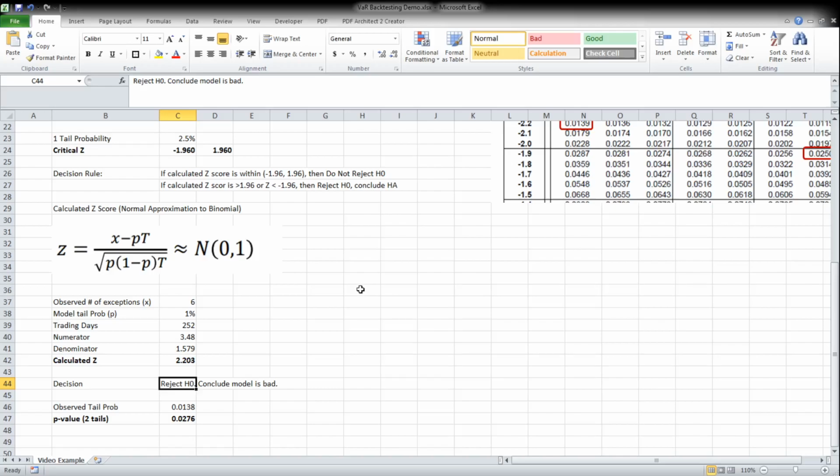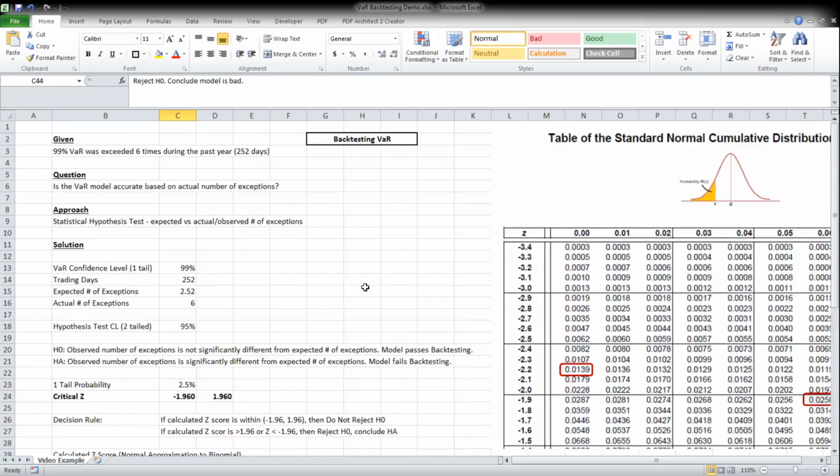So what does it mean in this case? The 6 days where our losses exceeded our estimated VaR for that day is too much. This is too high of a number. The dispersion or the divergence of our observation is too high. We're too far away from our expectations, so backtesting fails.